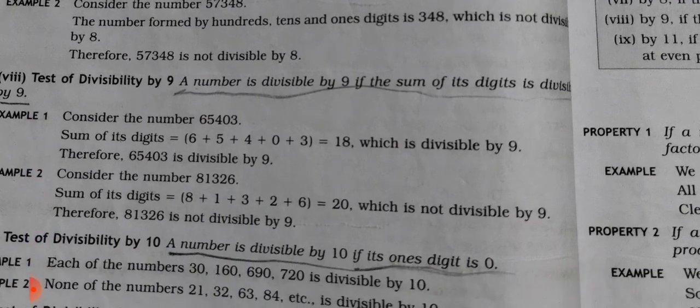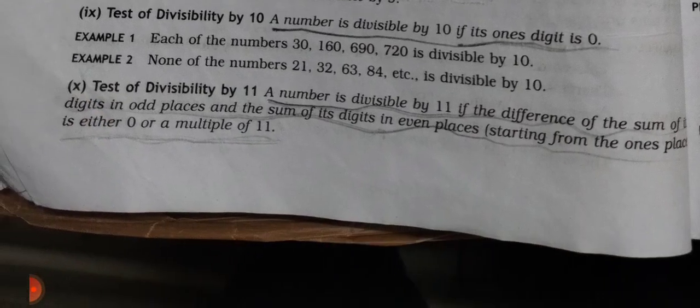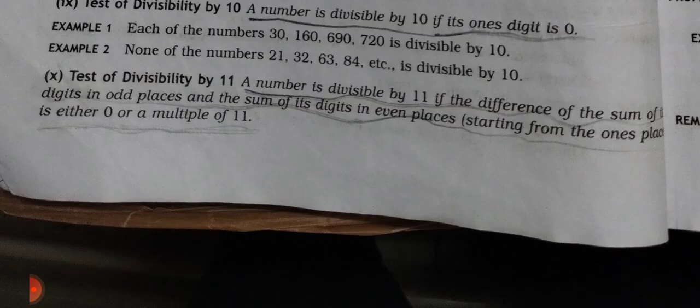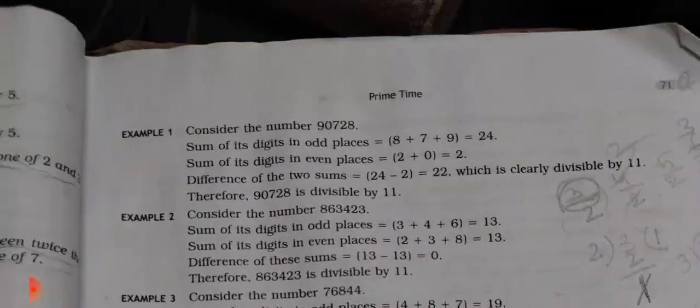By 9 if the sum of its digits is divisible by 9. By 10 if its ones digit is 0. Each of the numbers 30, 116, 690, 720 is divisible by 10. None of the numbers 21, 32, 63, 84, etc. is divisible by 10. By 11 if the difference of the sum of its digits in odd places and the sum of its digits in even places, starting from the ones place, is either 0 or a multiple of 11.